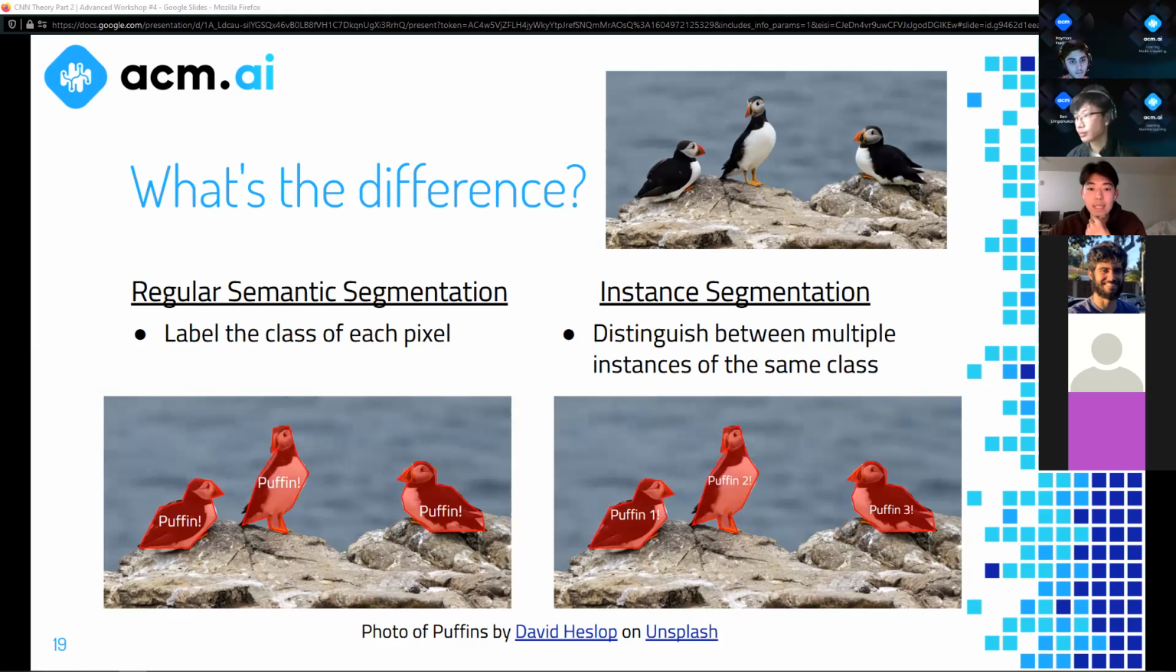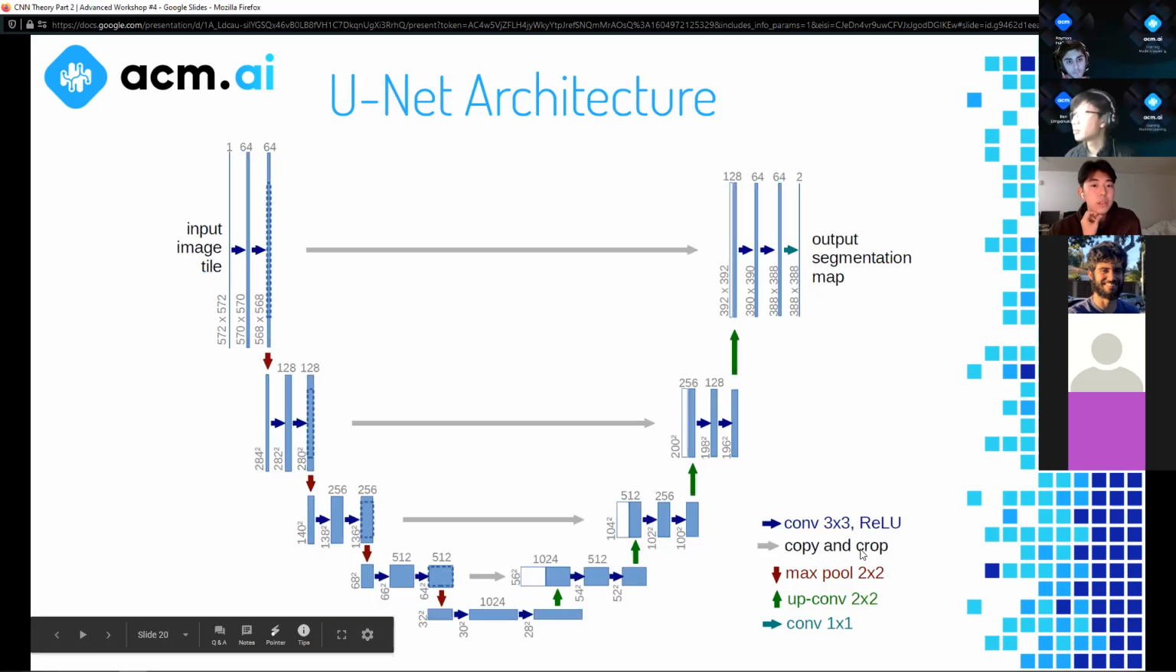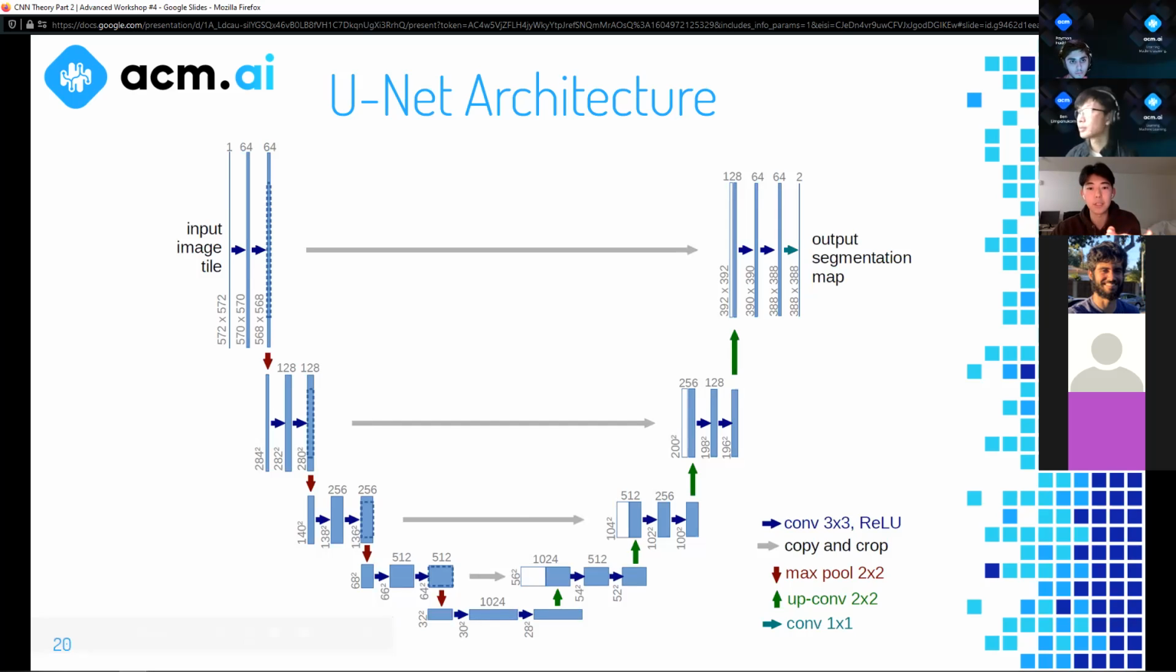And there's also instance segmentation. We're trying to label and distinguish multiple instances of a particular class. So we have puffin 1, puffin 2, and puffin 3. One such architecture that does this is on the next slide. The UNet architecture is particularly used for segmentation tasks.